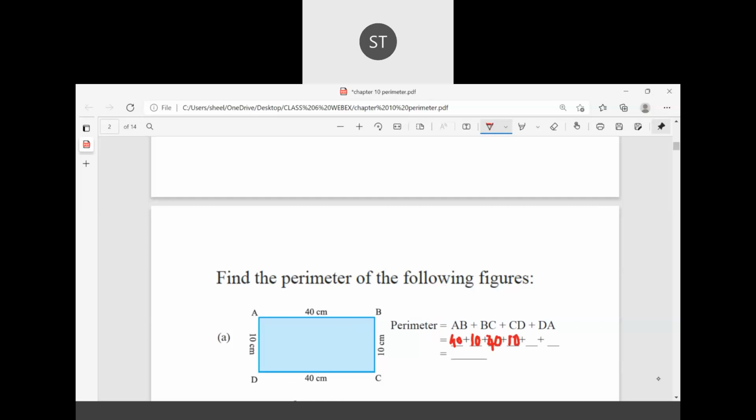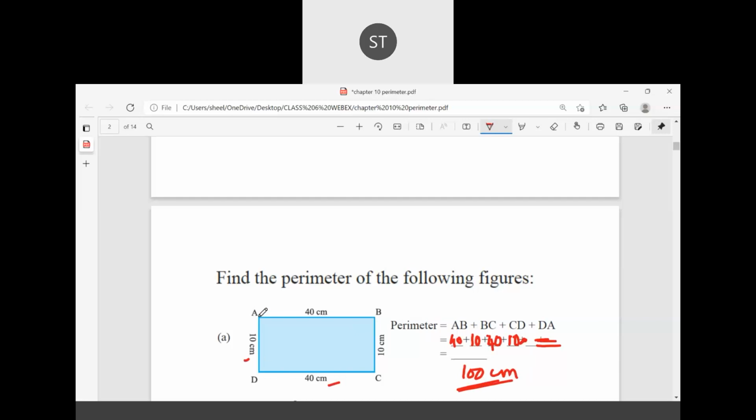So how much have we got here? 40 plus 10, 50, 50 plus 40, 90, 90 plus 10, it is equal to 100 only, right? So here we write 100 centimeters. For the perimeter we are using addition only. So we will write 100 centimeters. 40 plus 10, 50, 50 plus 40, 90, then last 10.